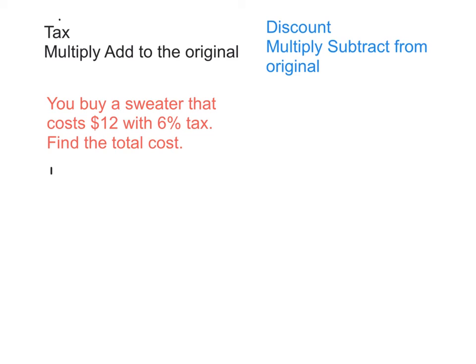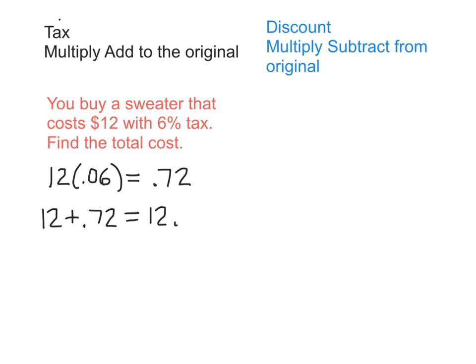So I'm going to have $12 times 0.06. If we go ahead and multiply that, you're going to have 0.72. So that's the tax, so it's 72 cents. So the total cost then is going to be 12 plus 72 cents. I know that you can just write down 12.72. I need to see all your work. I need to see how you got that.